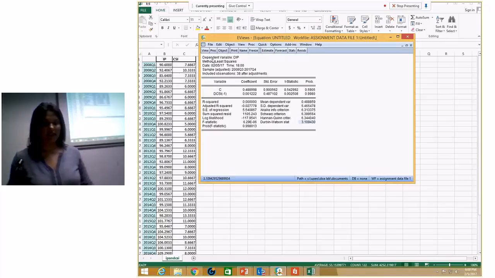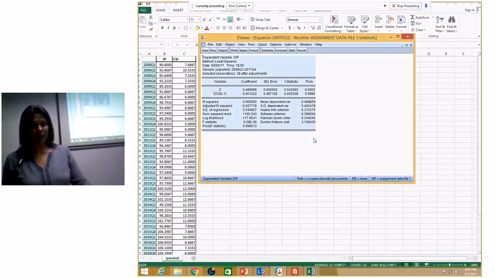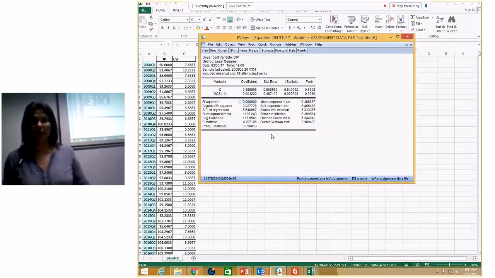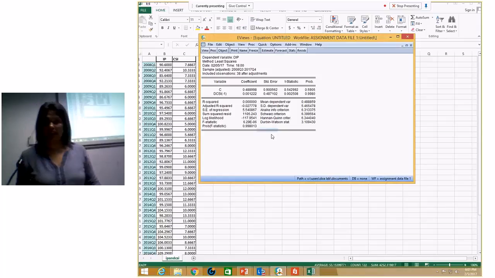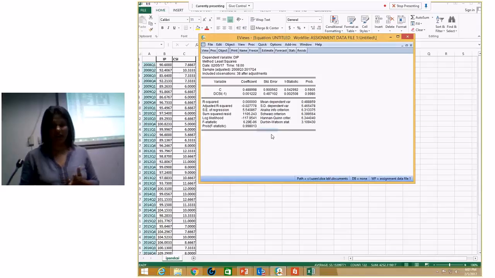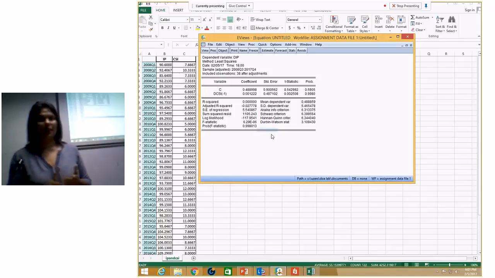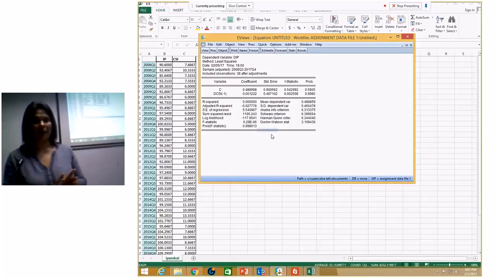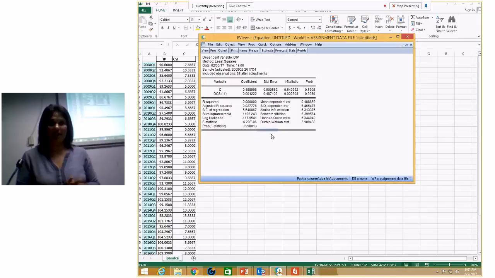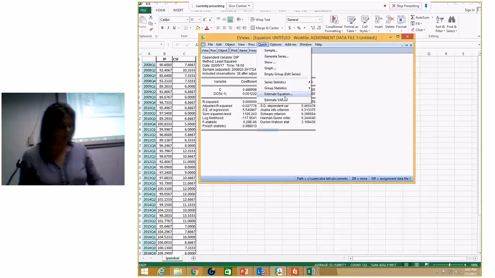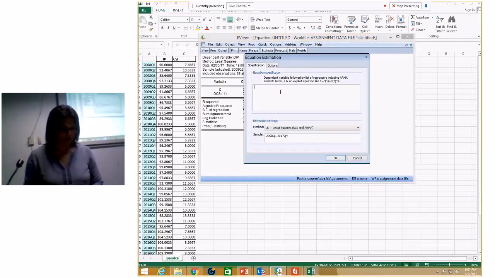Then interpret it using the same properties: R squared, probability of the F statistic, and the Durbin-Watson statistic, also the correlogram, normality and serial correlation. Then the next model, IP.